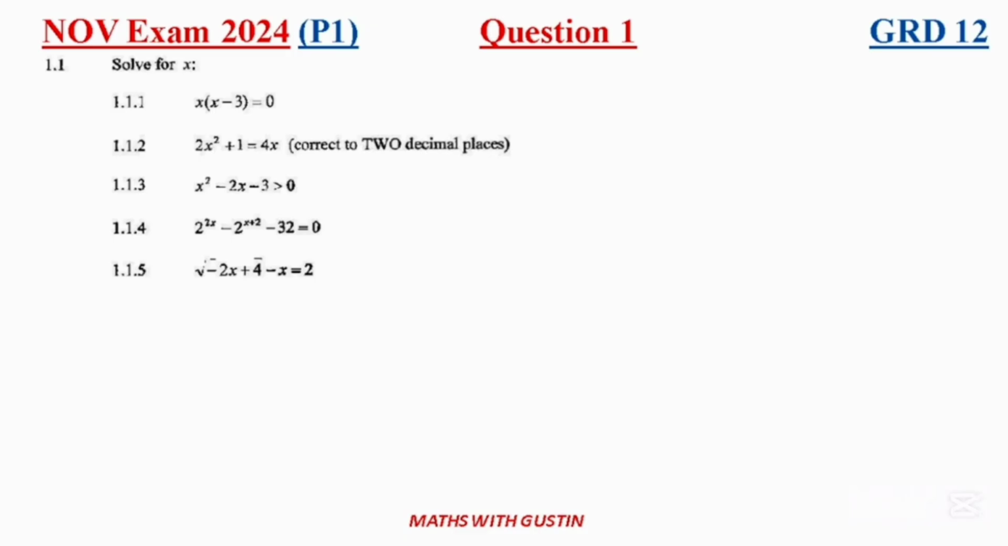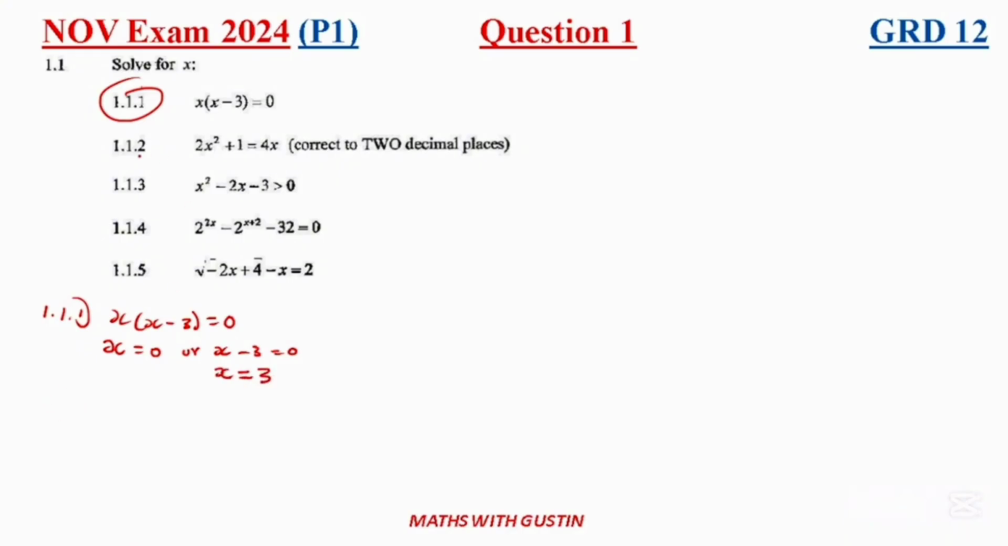So let's have a look at 1.1 here. It says you need to solve for x from 1.1.1 up until 1.1.5. All right, so now 1.1.1 they want us to solve for x. It says here x and then x minus 3 is equal to 0. Therefore, when you solve for x, simple, straightforward, x is equal to 0, or it's gonna come here and say x minus 3 is equal to 0. Therefore, you take 3 to the other side, so x is equal to 3. All right, so those are your values right there.